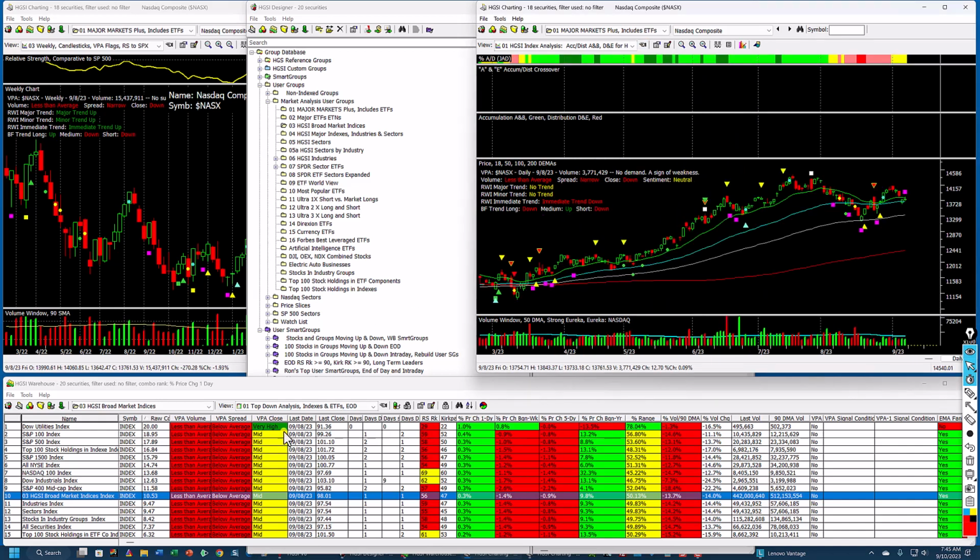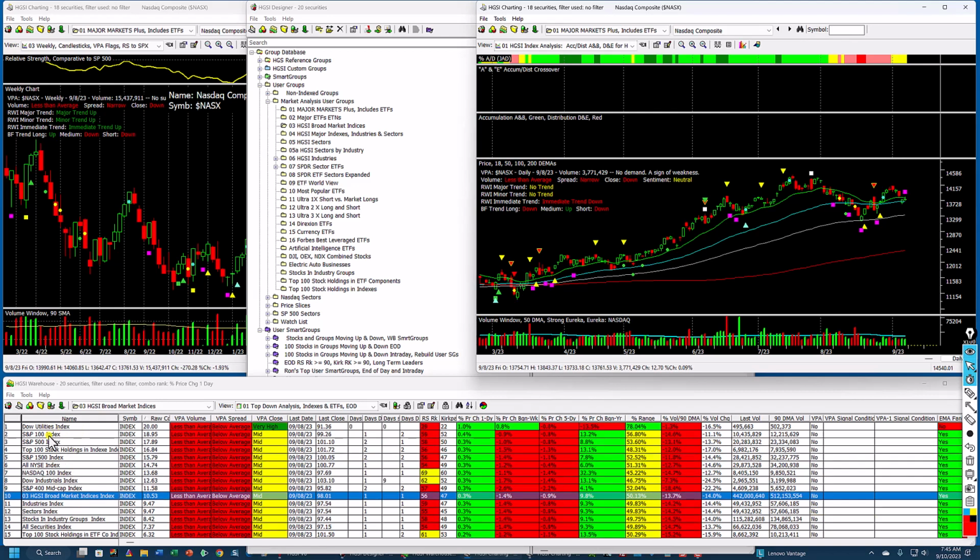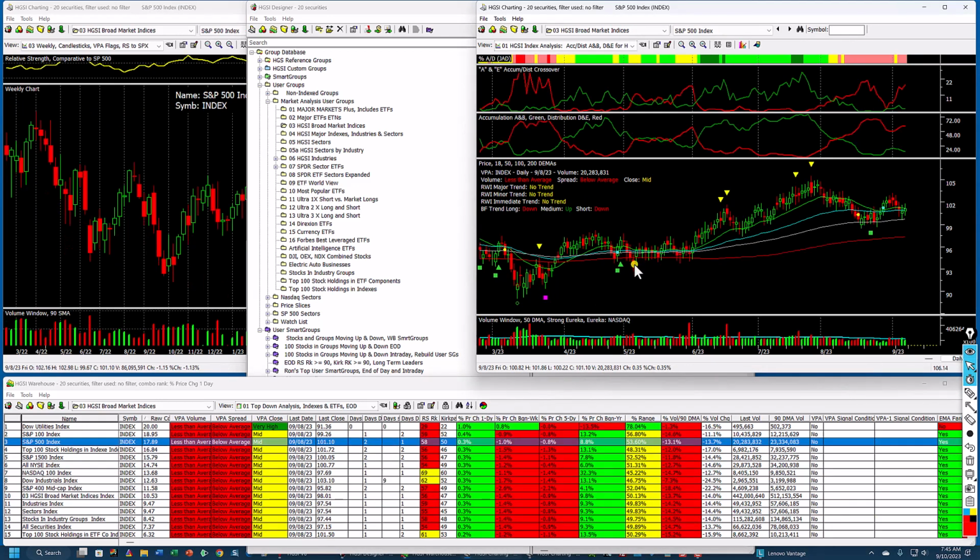And let's take a look at the S&P 500. I'll use the 500. Everybody's familiar with the 500. So what do we have here? This is A and E crossover. The distribution is still going on because the A's are going down and the E's are going up.